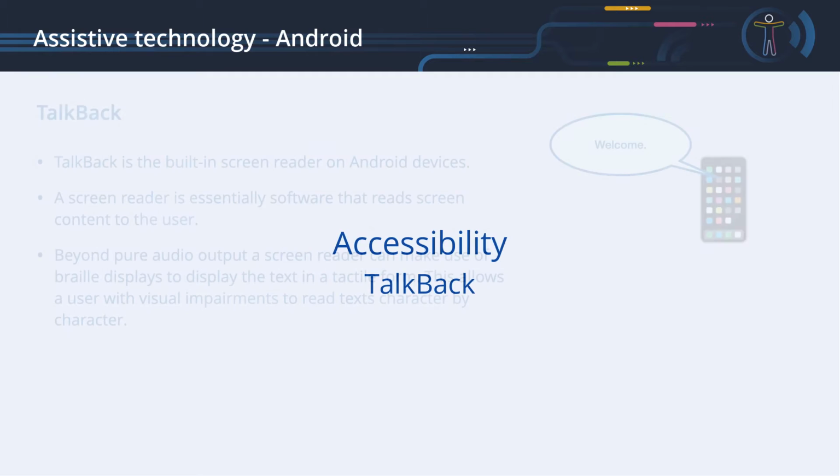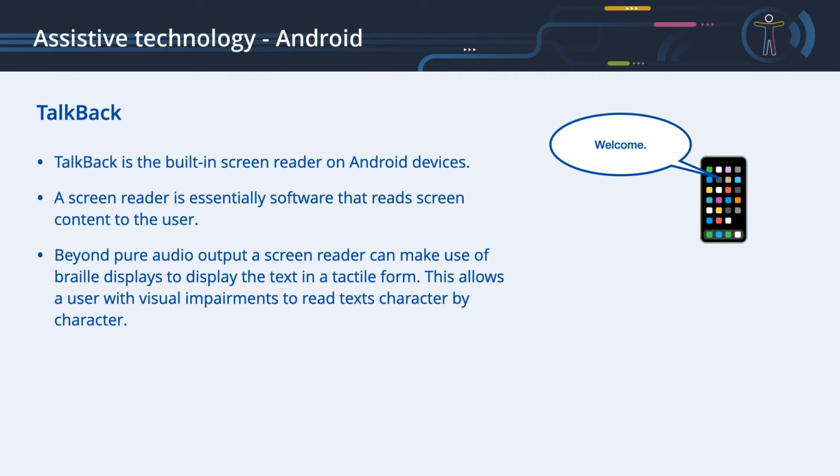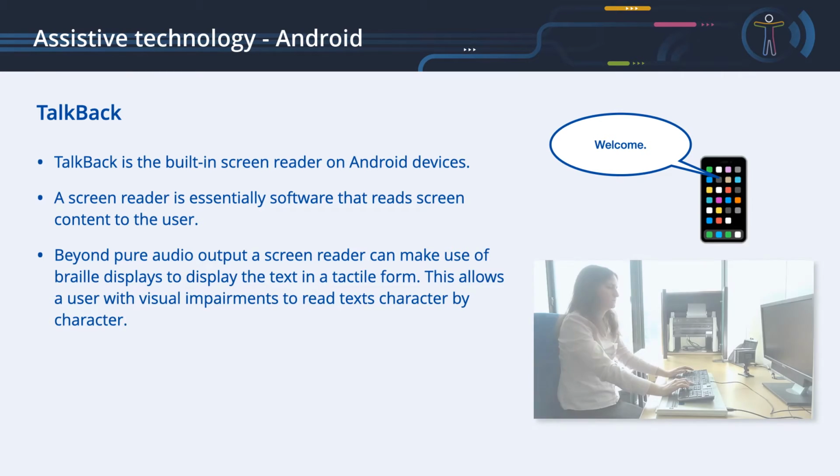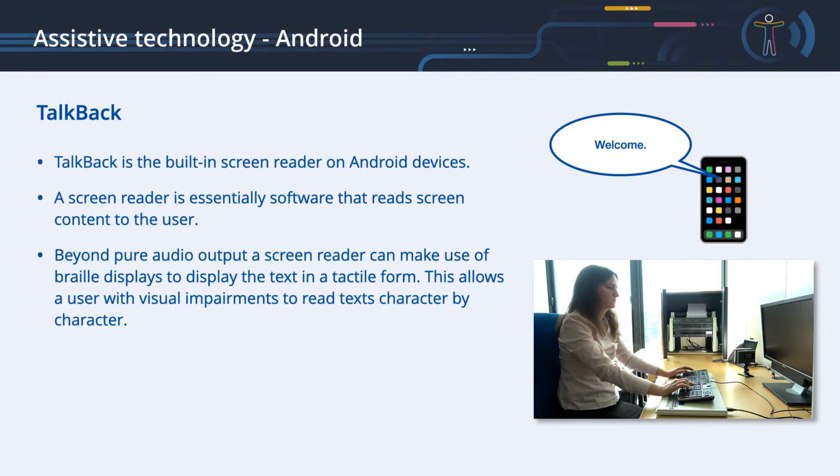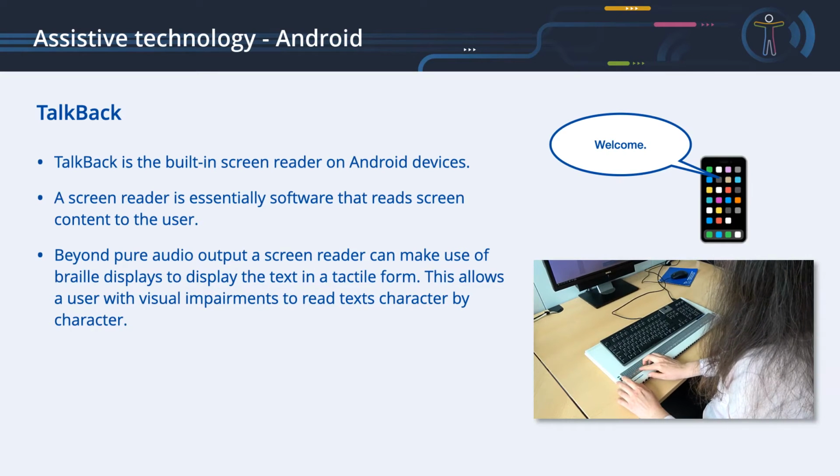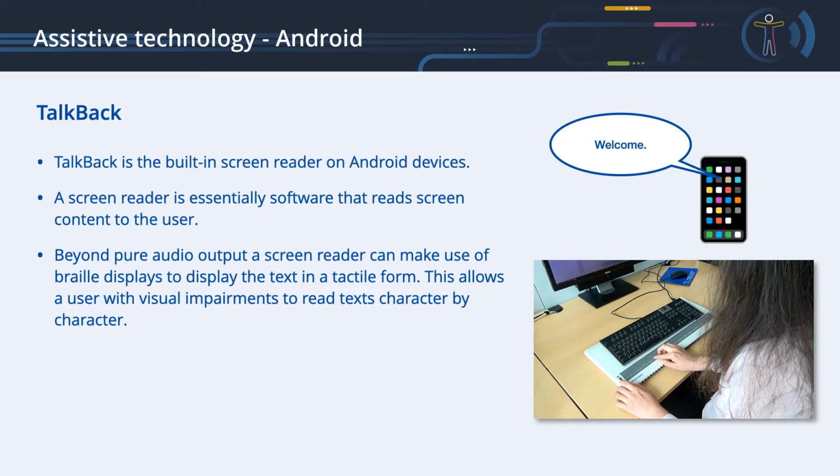TalkBack. TalkBack is the built-in screen reader on Android devices. A screen reader is essentially software which reads screen content to the user. Beyond pure audio output, a screen reader can make use of Braille displays to display the text in a tactile form. This enables a user with visual impairments to read texts character by character.